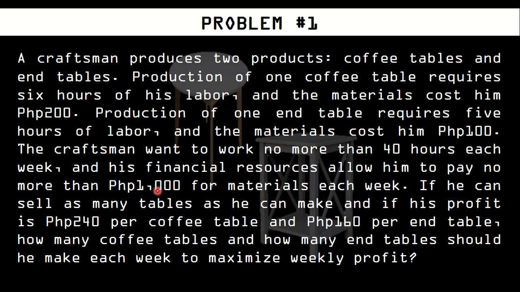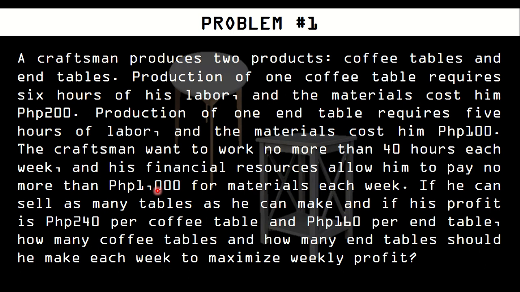If he can sell as many tables as he can make, and if his profit is 240 pesos per coffee table and 160 pesos per end table, how many coffee tables and how many end tables should he make each week to maximize the weekly profit?